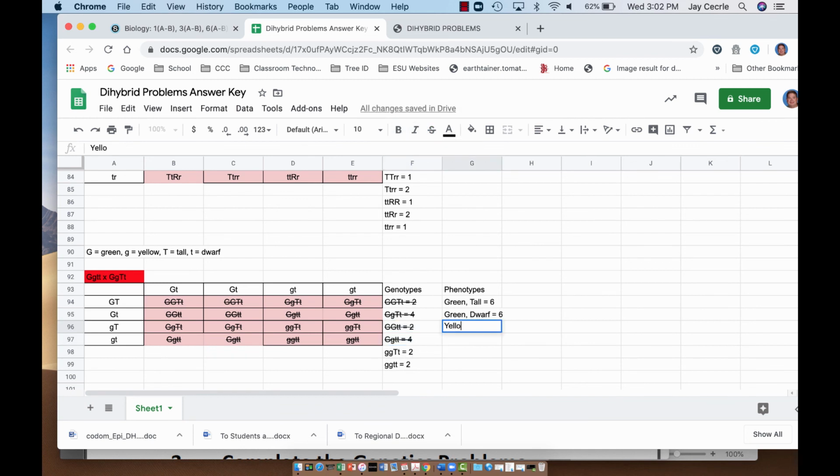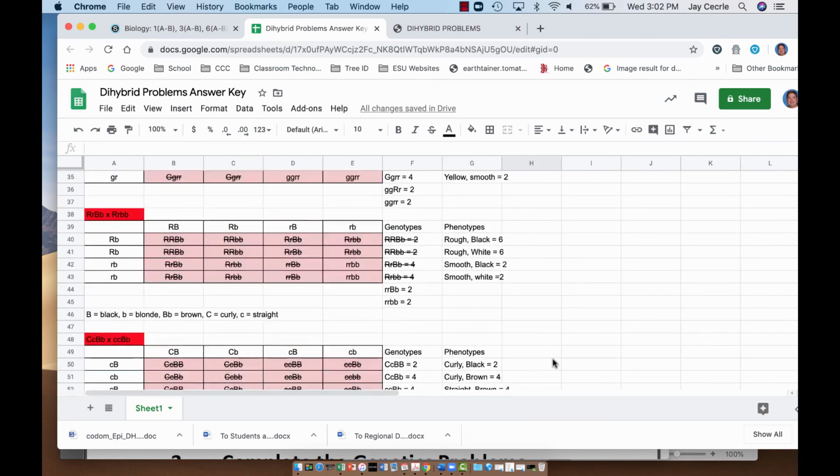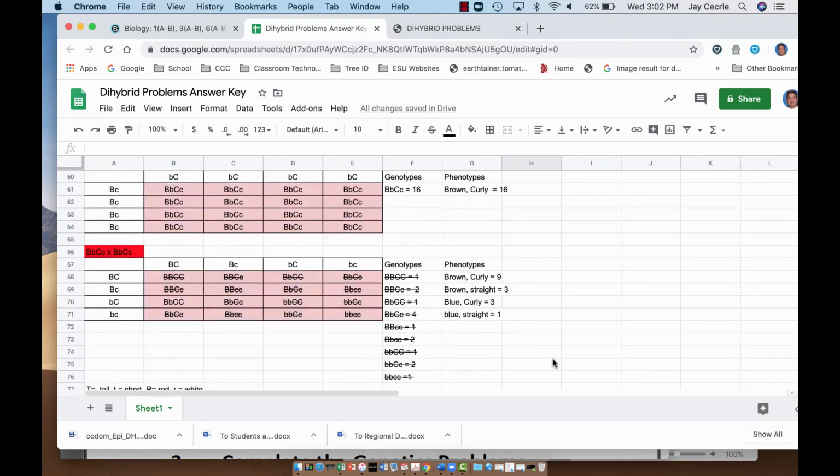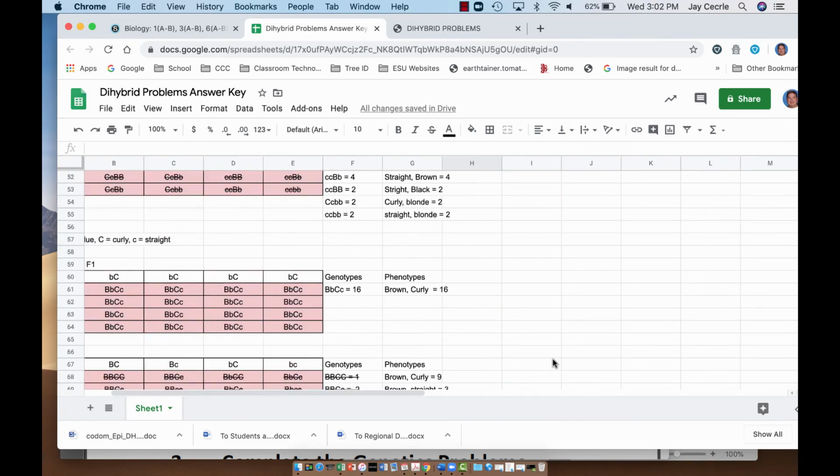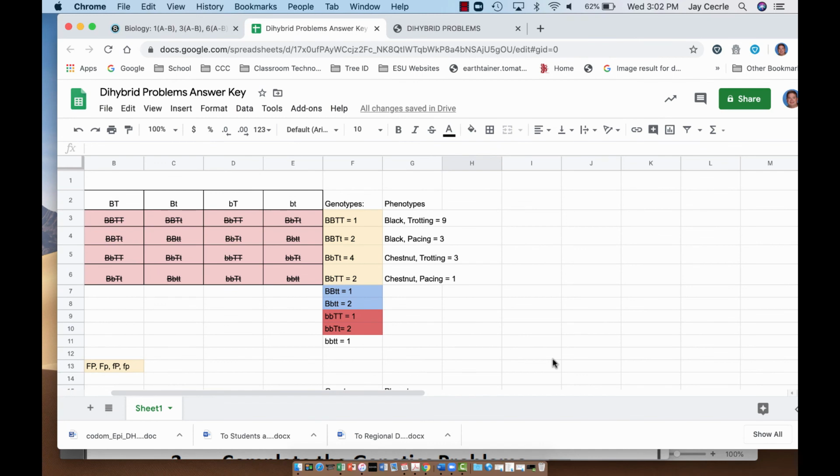Okay, the other one is yellow because there's 2 lowercase g's, and tall because there's 1 capital T. There's 2. And then yellow and dwarf. There are 2. Again, just double check that everything adds up, which in this case it does. 6 plus 6 is 12, plus 2 is 14, plus 2 is 16. So that'll finish all those problems. I'm going to go through and make a couple of slight changes to the key. But between the video and the key, hopefully you've learned how to do these dihybrid problems.